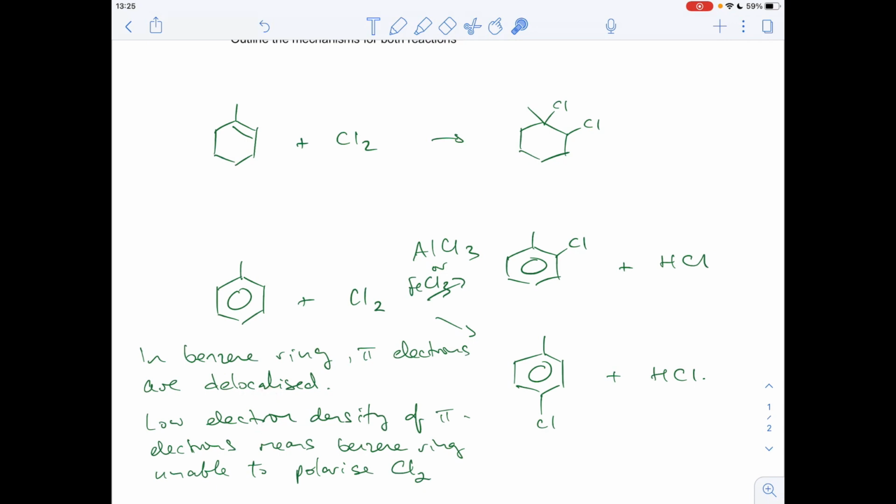So I'll write up what I said just underneath there now. So something like this would be fine. So in the benzene ring the pi electrons are delocalized. Very important word there, and that means the low electron density of the pi electrons means the benzene ring is unable to polarize the chlorine. Had you been asked about this one as well, sometimes they ask you to compare the reactivities of things like this. You just say the sort of reverse of that. So here we've got localized pi electrons because they're shared between just those 2 carbon atoms. That gives a higher electron density for the pi electrons, and that means that they can polarize the chlorine molecule, so it doesn't need the catalyst.